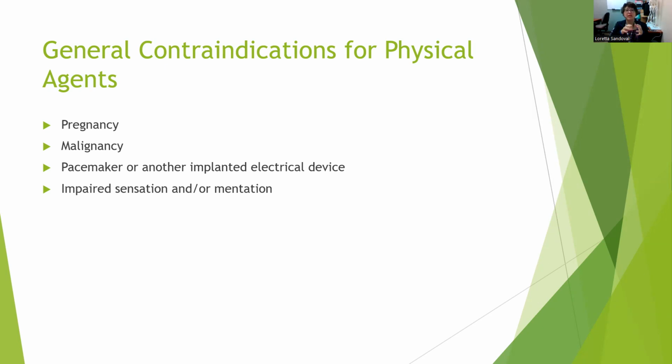If someone has impaired sensation or mentation, they might not be able to report to you the effects that the physical agent is having on their body. So they just might not feel it if they have impaired sensation, or if they have cognitive impairment, they might not be able to adequately communicate what is happening with them. So that's always a concern.